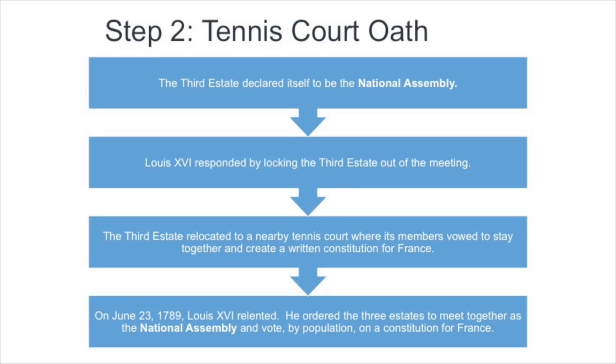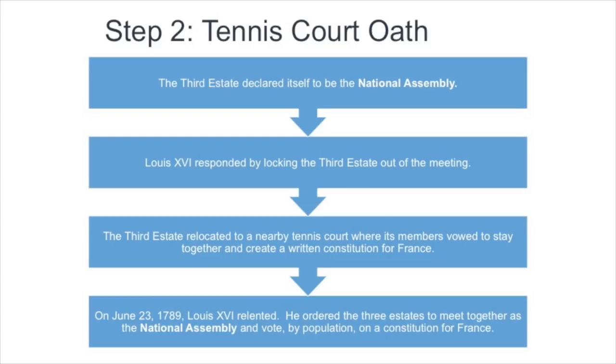That brings us to the Tennis Court Oath. Step 2, the first symbolic act of revolution. Now, the third estate decided to declare itself the National Assembly. Upset with the voting rights, they decided that they were going to create their own parliament, whether the second and first estate liked it or not.